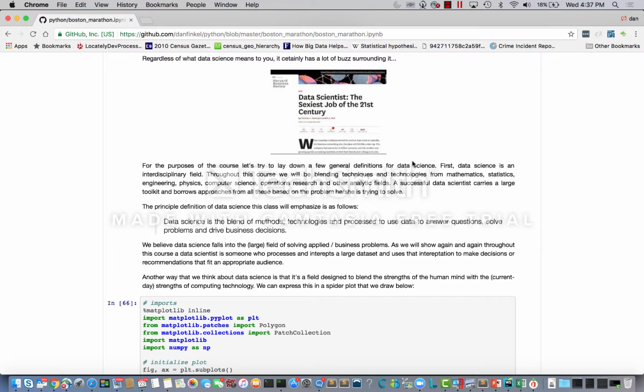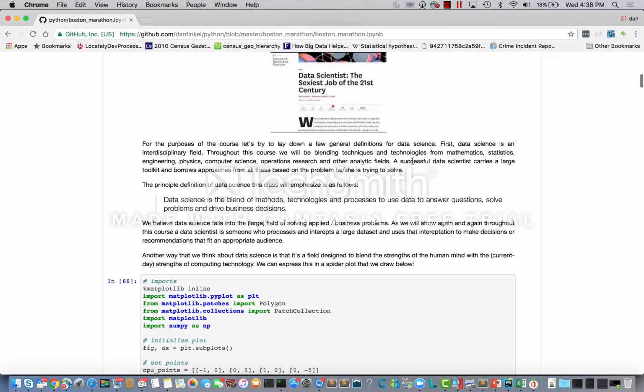For the purposes of this course, I thought I would give you a couple bullet points on what I think data science is and what I think the key points are. What I hope is that at the end of these notebooks, this course, you come away with a strong feeling of these points, that we keep coming back to them. The first point I want to make is that I truly believe data science is an interdisciplinary field. Throughout this course, and throughout the day-to-day life of a data scientist, he or she is blending technologies from math, statistics, engineering, physics, computer science, operations, and other analytics fields as well.